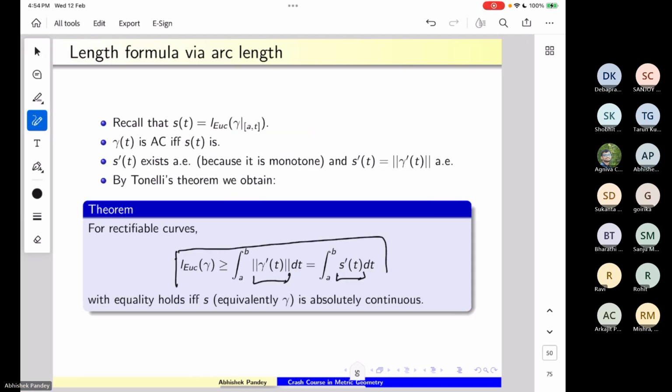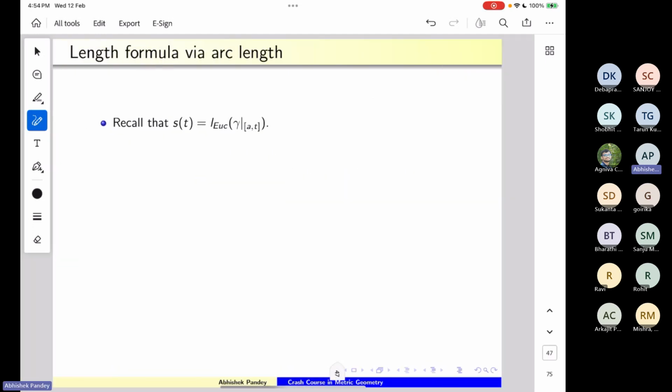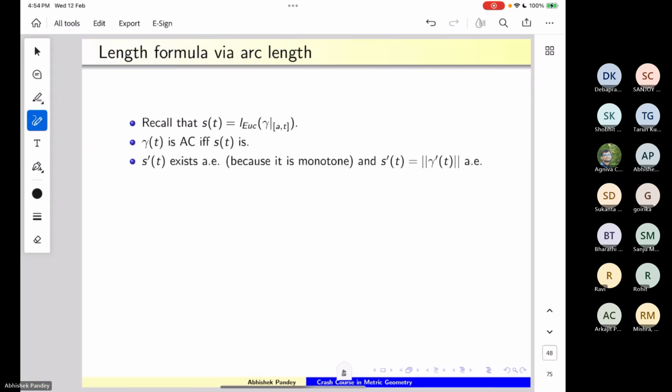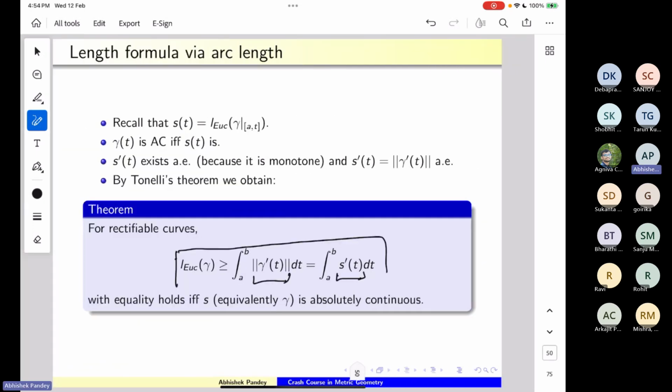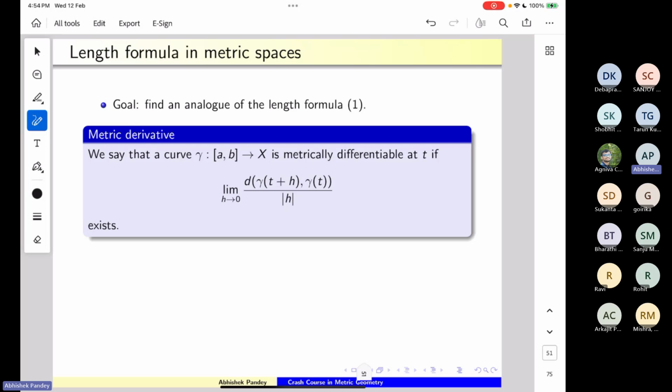Okay, so this is in Rn. Like for our question of the length formula, we have found a condition in Rn. We're now going to see the analog of the length formula in the metric space setting. So for that, we need some notion through which we can say that a curve is metrically differentiable. So this is a notion of metric derivative. So we say that a curve gamma is metrically differentiable at t if this limit exists.